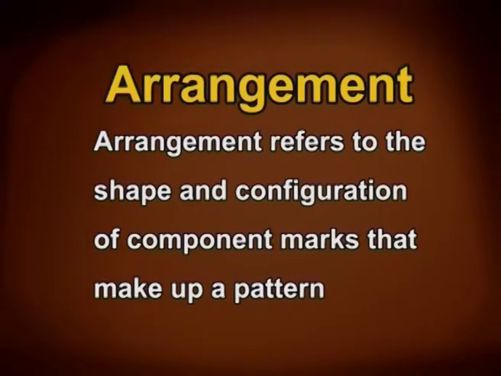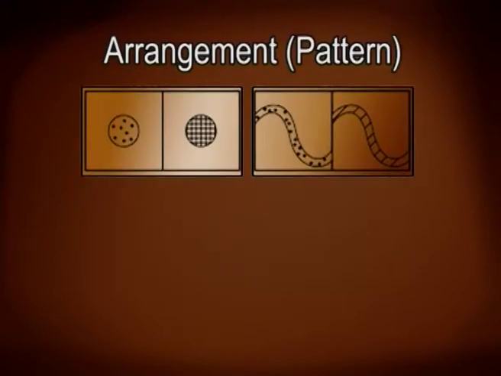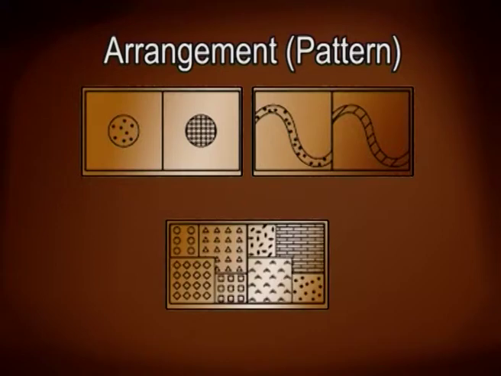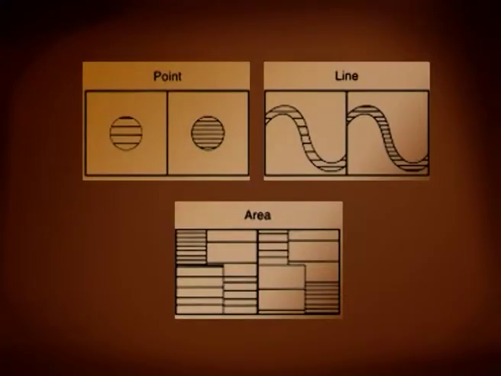Arrangement. Arrangement refers to the shape and configuration of component marks that make up a pattern. The pattern of points or lines may be random or systematic in structure. Texture. Texture refers to the size and spacing of component marks that make up a pattern. A fine texture is produced by a close spacing of small marks. This contrasts with the coarse textured pattern produced by an open arrangement of larger marks.